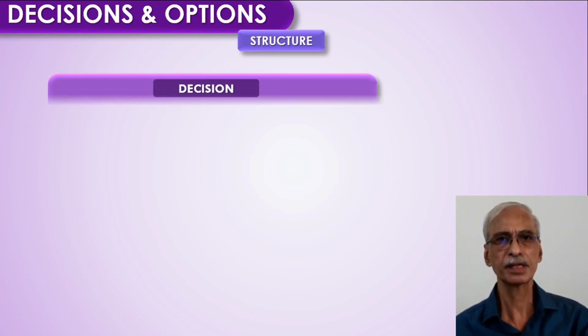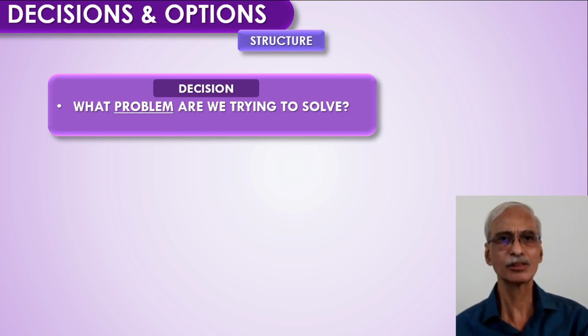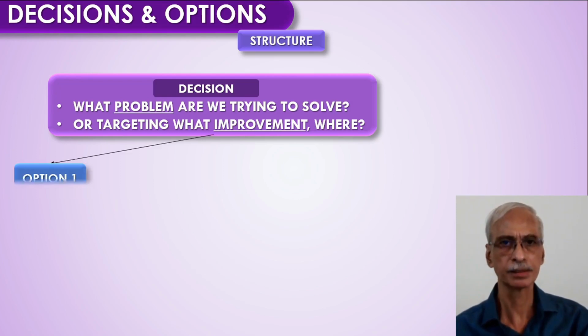The structure of decisions and options. When you take a decision, the questions to be asked are: number one, what problem are we trying to solve, or what improvement are we trying to bring about, and where are we trying to bring about it? What extent of improvement are we trying to bring about? These are the two main questions when you are trying to take any business decision. These two are the chief questions to be asked.